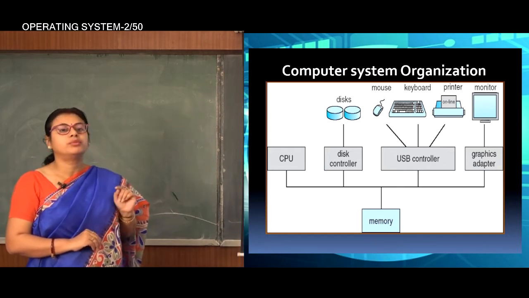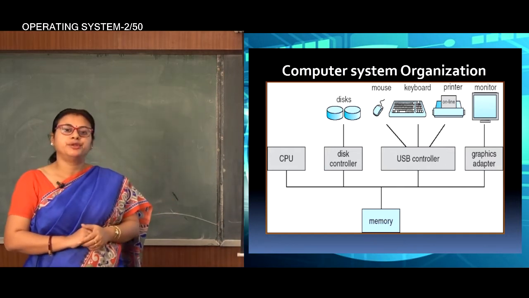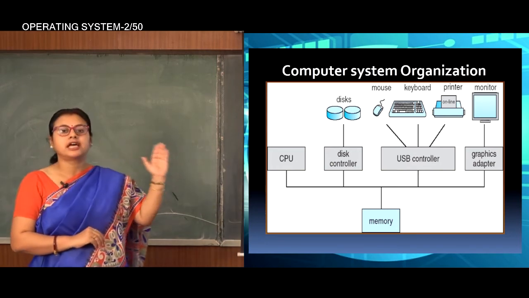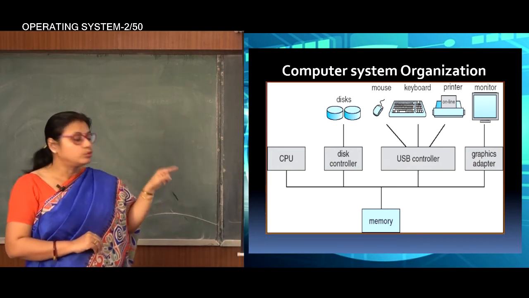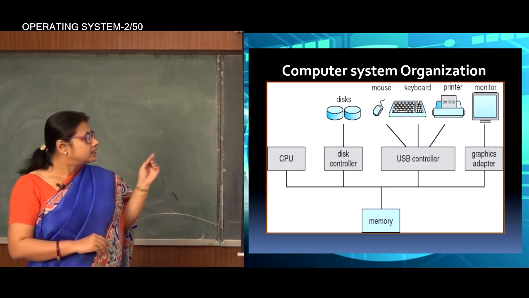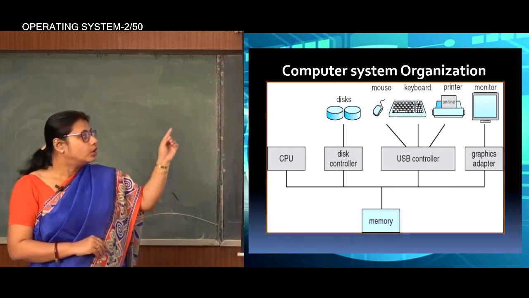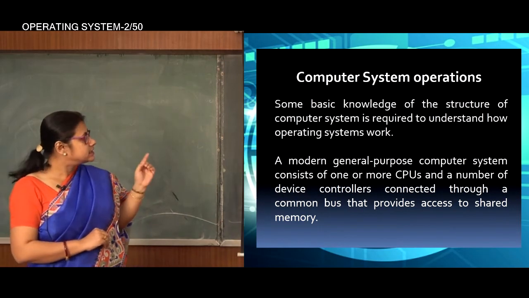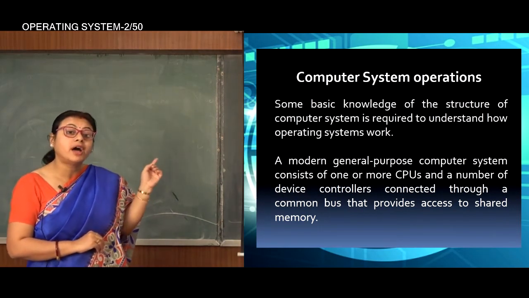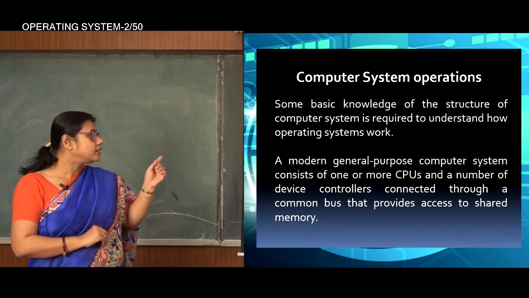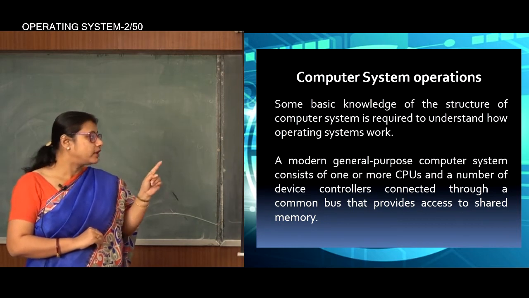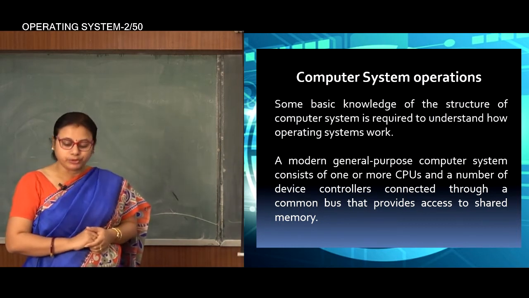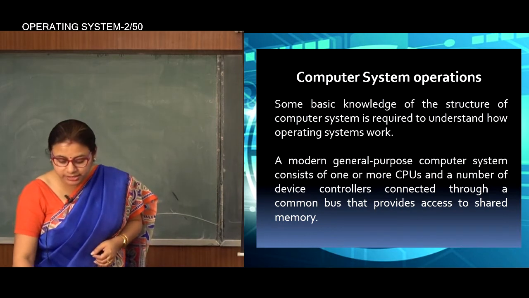Now this common bus is connected to the shared memory. That means all these hardware devices are connected to that shared memory, and the common bus is connecting all these things. So here it is written that the CPUs and a number of device controllers are connected through a common bus that provides access to the shared memory. So again I am showing you that picture.